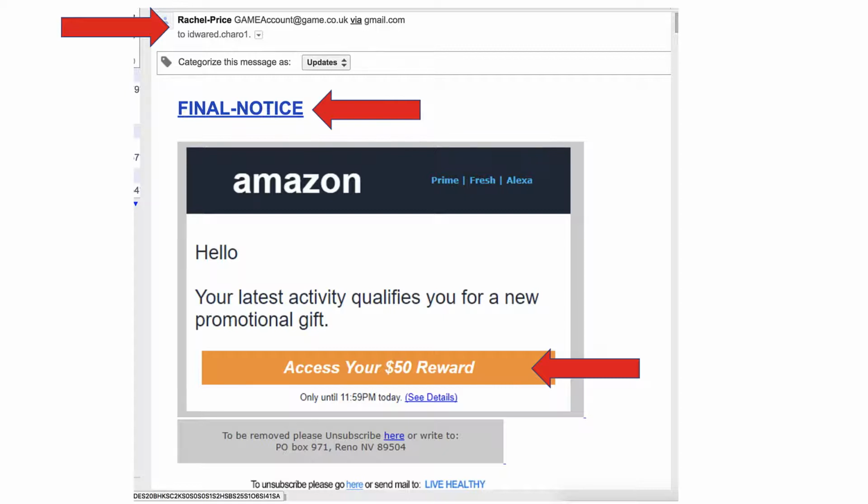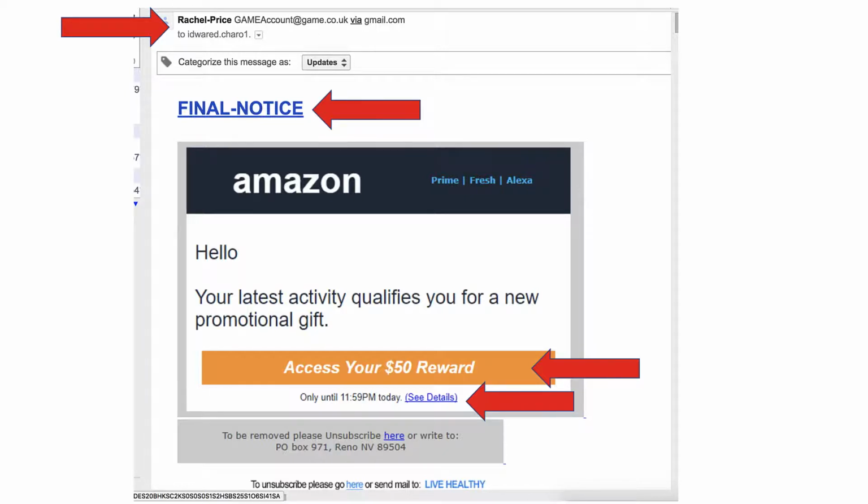I would expect an email from Amazon to come from an Amazon.com domain. Clearly, this suggests that this is not from Amazon. This offer is only valid until 11:59 p.m. today. Again, they're striving for a sense of urgency here to get you to click on any of these links.